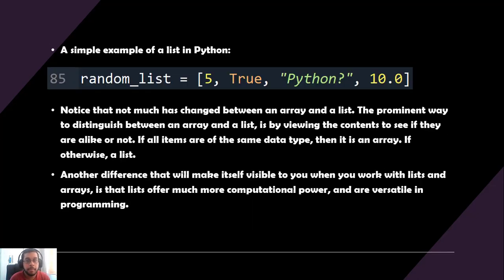A simple example of a list in Python. random_list equals 5, True, "Python", 10.0. Notice that not much has changed between an array and a list. The prominent way to distinguish between an array and a list is by viewing the contents to see if they are alike or not. If all items are of the same data type, then it is an array. If otherwise, a list. Another difference that will make itself visible to you when you work with lists and arrays is that lists offer much more computational power and are versatile in programming.